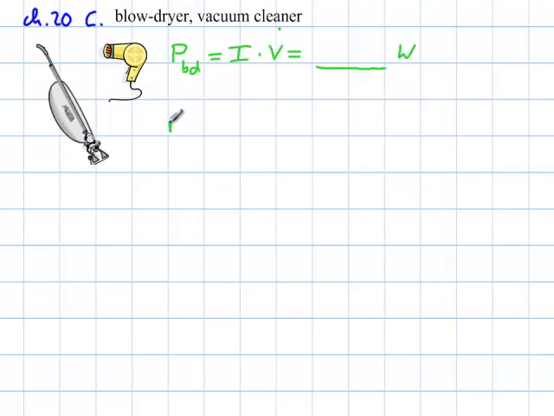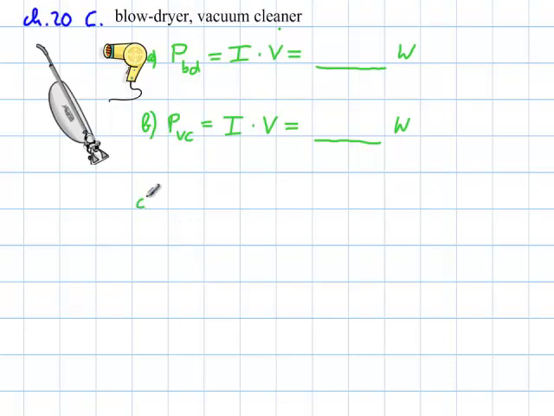For the vacuum cleaner, VC, same thing. Electric current is given as 4.0 amps. Voltage is the same as the blow dryer, 120 volts. So that should come out to 480 watts. Those were parts A and B. That was supposed to be an A, and that's a B.